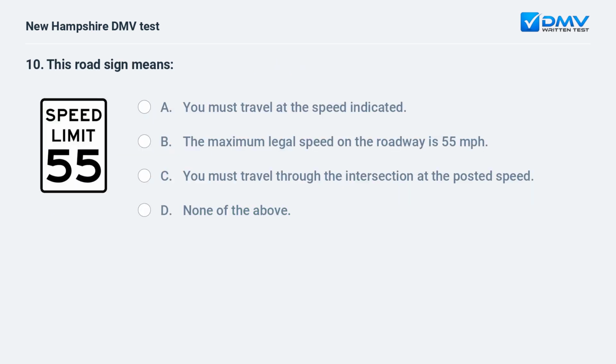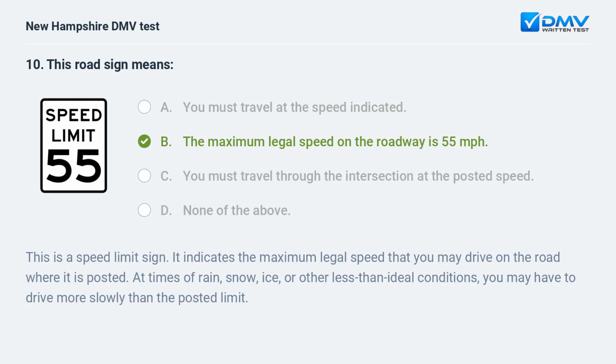This road sign means: a. You must travel at the speed indicated. b. The maximum legal speed on the roadway is 55 miles per hour. c. You must travel through the intersection at the posted speed. d. None of the above. The answer is b. The maximum legal speed on the roadway is 55 miles per hour.